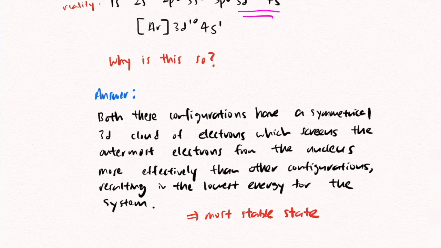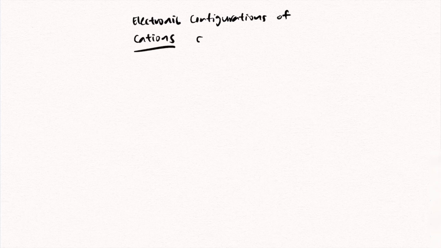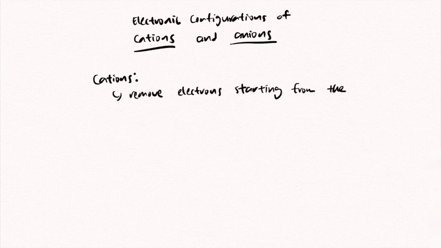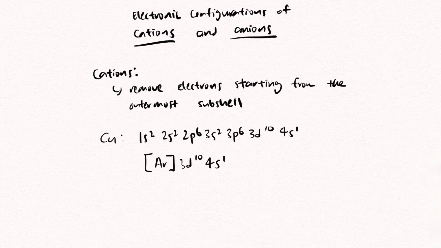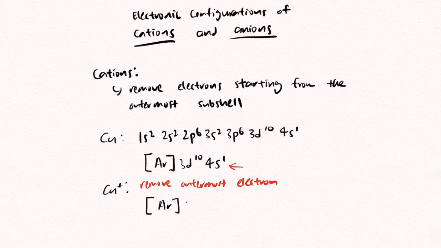Now finally, one last thing that is commonly tested in the A levels will be to write down the electronic configurations of cations and anions. So, how do we do this? For cations, we will remove the electrons starting from the outermost subshell, for example, copper. For simplicity, I will write its electronic configuration as Ar 3d10 4s1. If we want to form the Cu+ cation, we will remove the outermost electron, which is the 4s1 electron, the electron that is the furthest away from the nucleus.